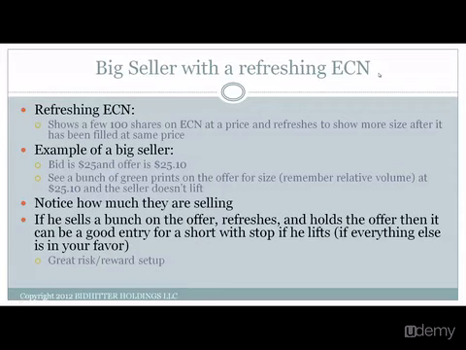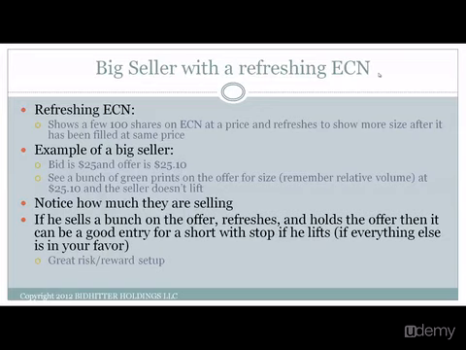Big seller with the refreshing ECN. Same thing goes, vice versa, but on the sell side. So refreshing ECN, remember, shows a few hundred shares on the ECN at that price, and refreshes, so more size after it's been filled at that price.